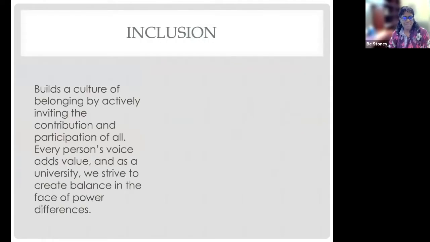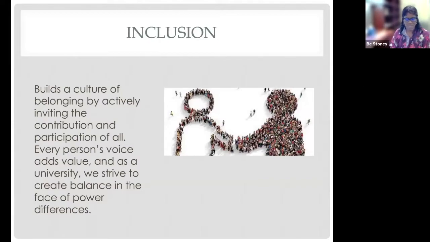The next one is inclusion. So with inclusion, we want to make sure that we build a culture of belonging by actively inviting the contribution and participation of all. Not every person will want to have a voice, but you want to make sure as faculty that their voices are included. Kind of like this picture I want you to see here.